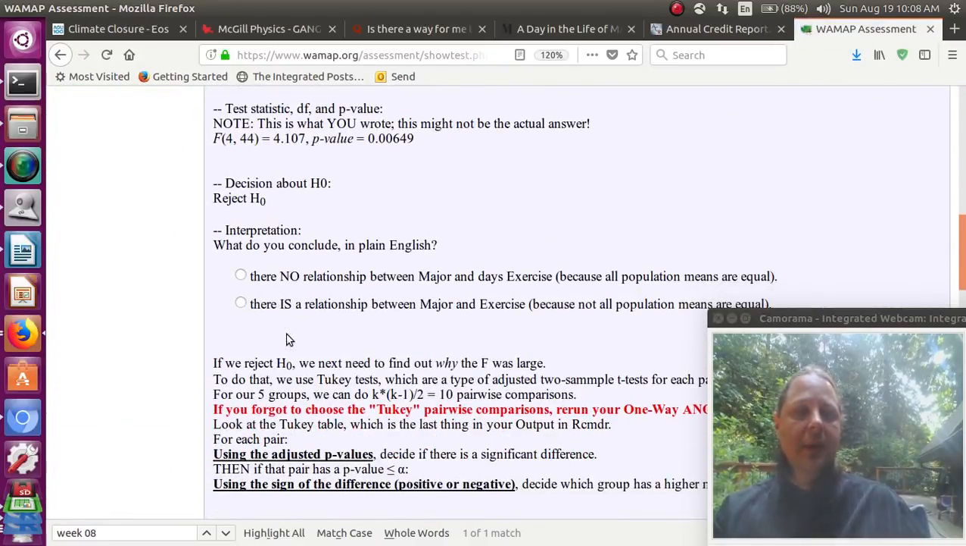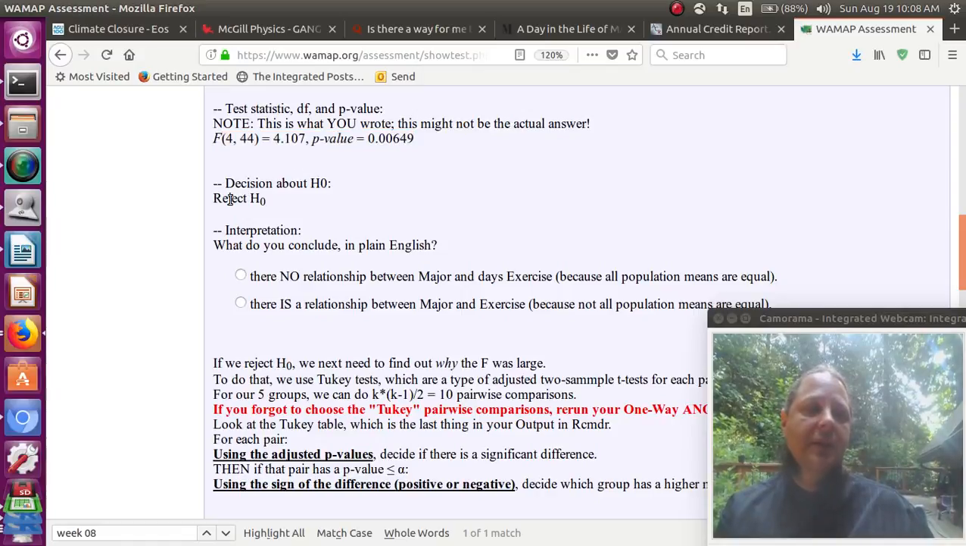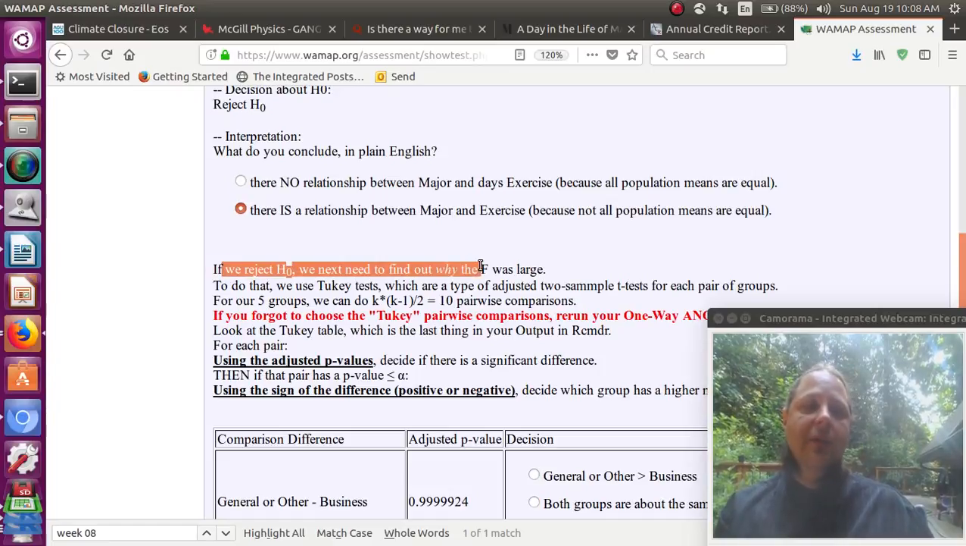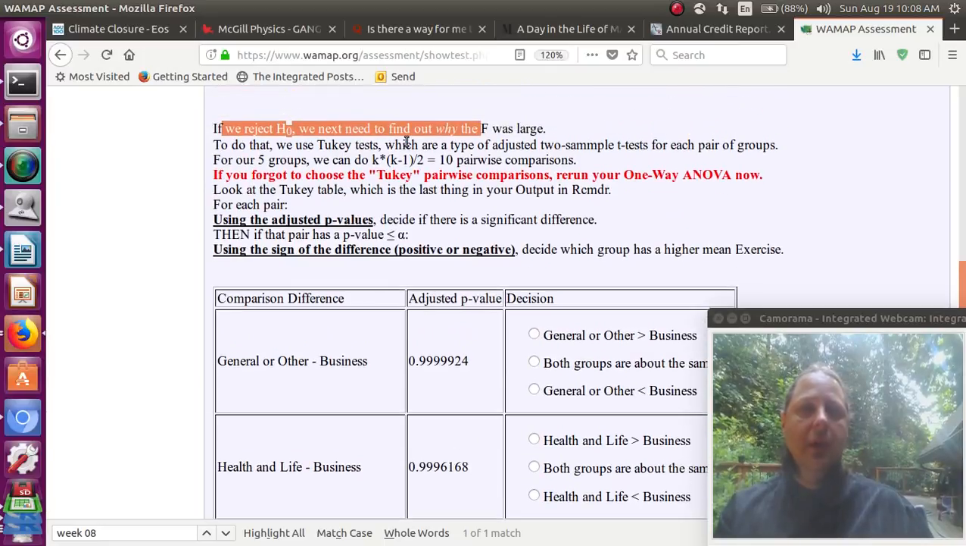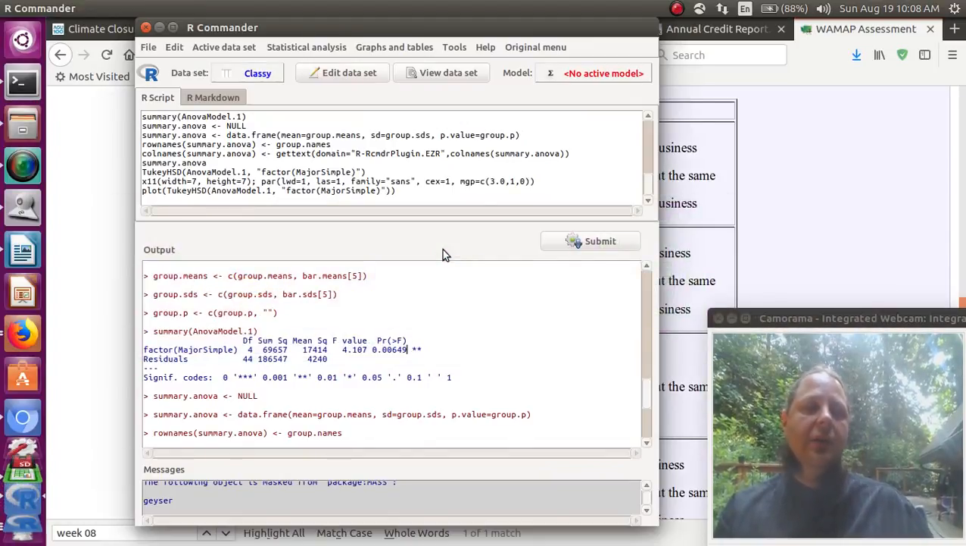So click the last question. Almost done here. What do I conclude? Well, here's my p-value. This is what I typed. I'm not saying it's correct, although I got green checkboxes. I know it is correct. What's my decision? I reject H0. So what do I conclude in plain English? Well, it means there is a relationship. If I reject H0, now I need to find out why. And this is where we look at the Tukey post-hoc comparisons. So I'm going to go look at the p-values. I've reproduced them here for you, but I need to look at the direction of the differences as well.